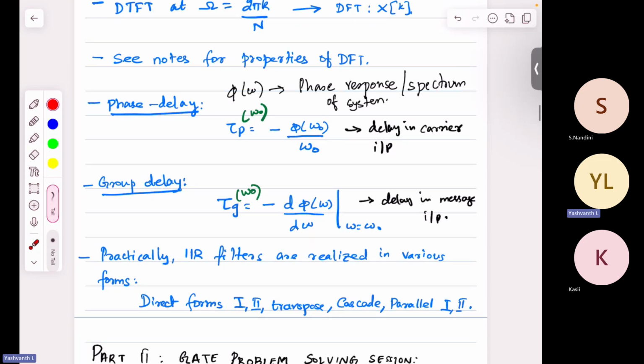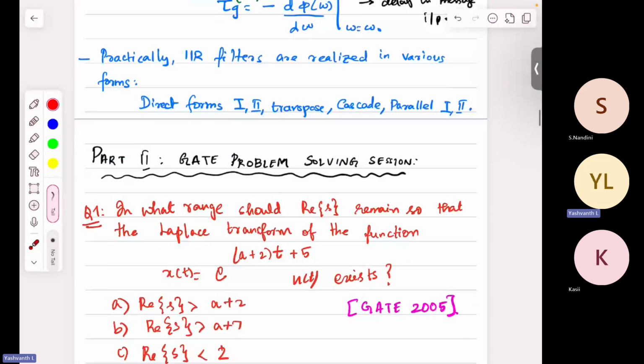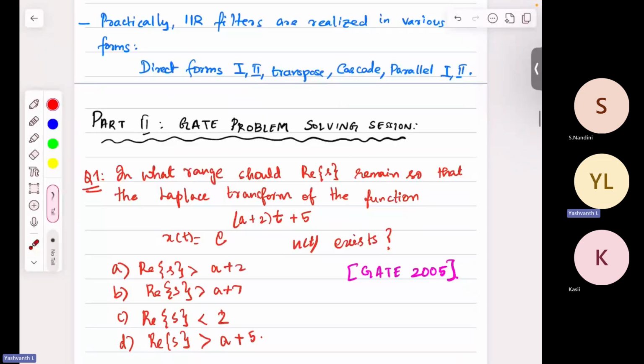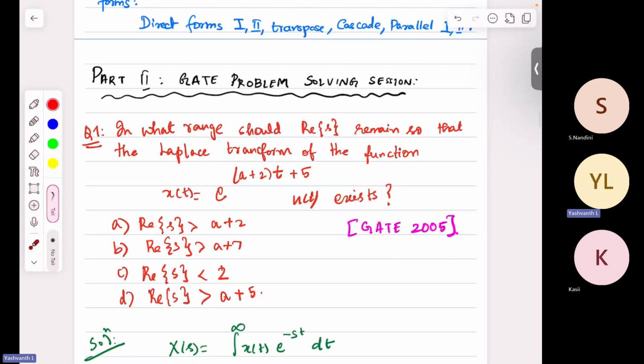Great. So the second part of today's session is going to be a GATE problem solving session. What I've done is I've picked up some previous year GATE questions from this signals and systems topic, and let's solve some of these questions. The first question is as follows.